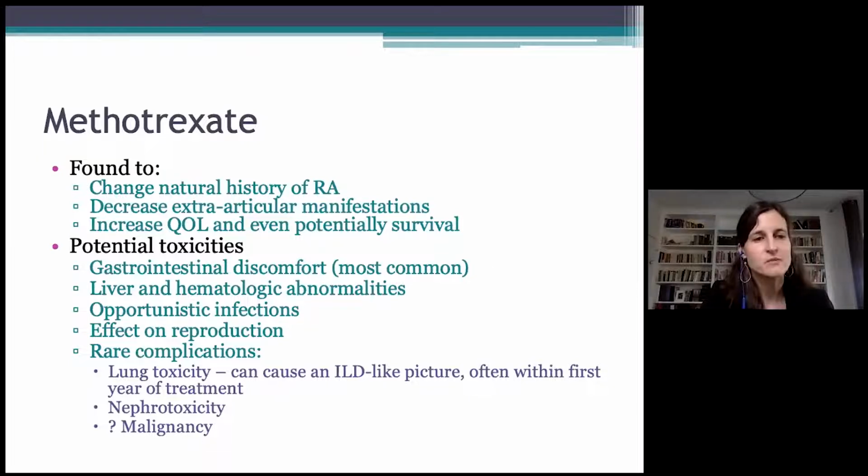As with a lot of our DMARDs and biologic therapies, there is a potential risk of opportunistic infections. So, when we start thinking about starting these medications, we want to make sure patients are appropriately vaccinated and screened. They can have an effect on reproduction. They can be potentially teratogenic and also have an effect on the sperm as well. And rarely it can affect the lung. Sometimes in the first year of treatment, patients can develop an ILD-like picture. Again, this is very rare, but something to monitor in somebody who's recently started methotrexate and having new pulmonary complaints.